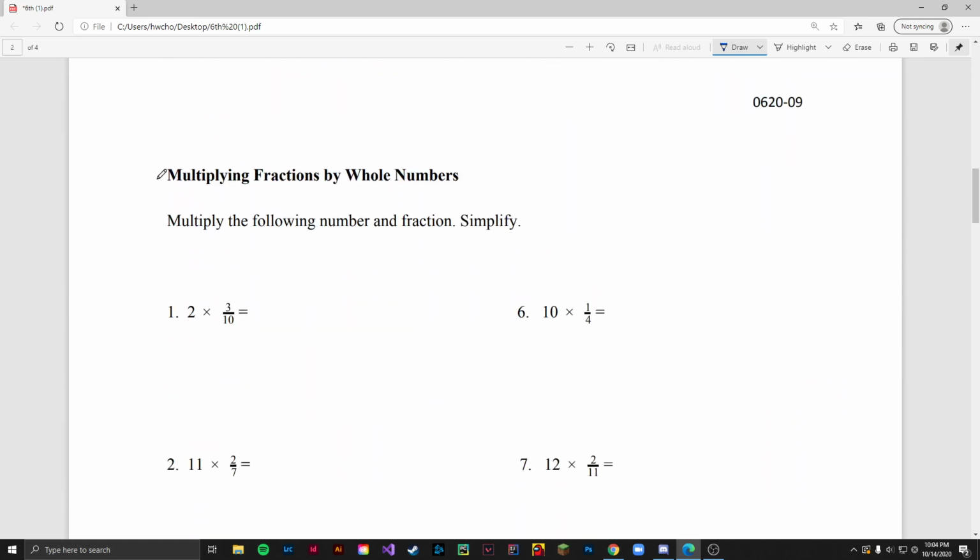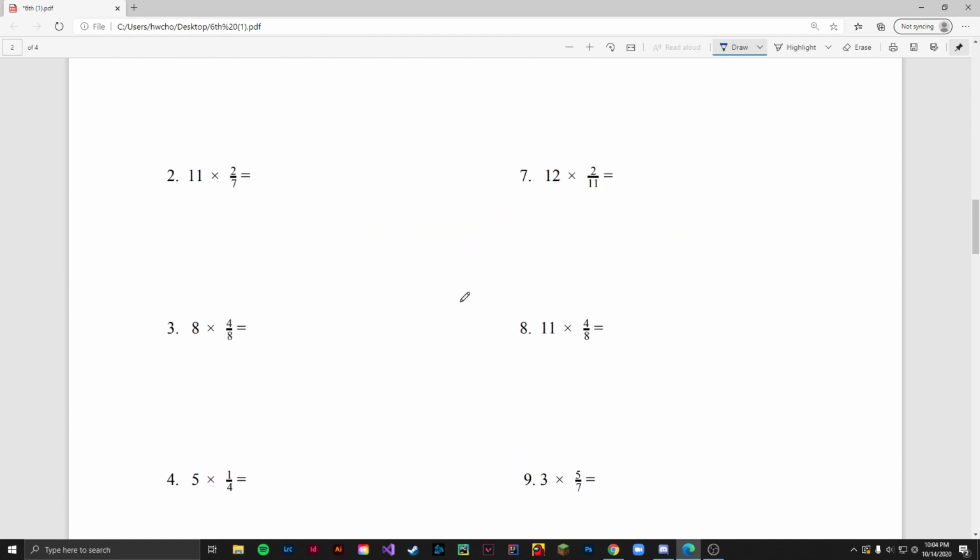Second page. So we're going to be multiplying fractions by whole numbers. Well, this is really simple when you start to think of whole numbers as just the number, for instance, like 3 just over 1. That's the general concept that we'll be pushing through out here, okay?